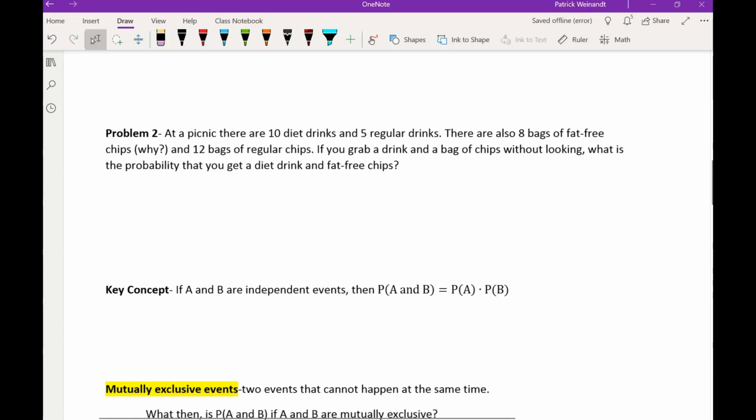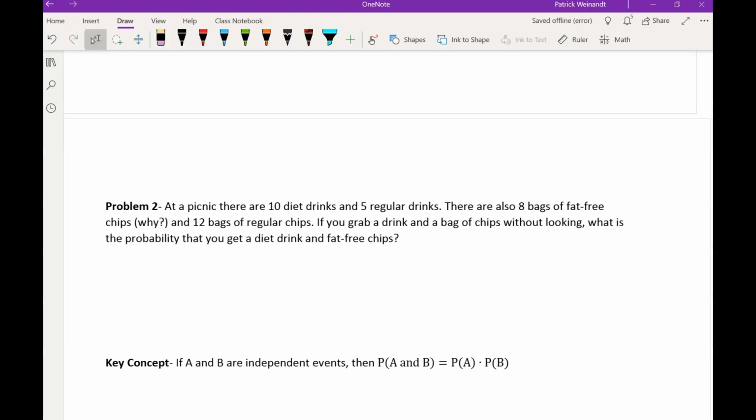So, before we get to the definition of finding these things, we're going to see if we can find them intuitively. And then we'll come up with a rule for finding the probability of two events. So, we have a picnic. There are 10 diet drinks and 5 regular drinks. Okay, so there's a cooler with drinks. There's also a container that has 8 bags of fat-free chips. I don't know why. And then 12 bags of regular chips. We want to know if we grab a drink and a bag of chips without looking. We're living on the edge today at this picnic, apparently. We want random choices. What is the probability we get a diet drink and a fat-free chip?